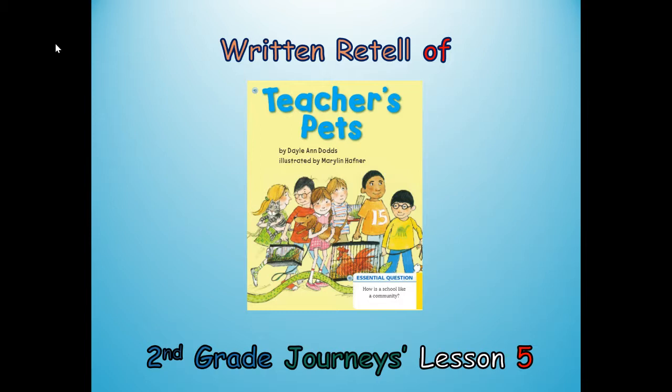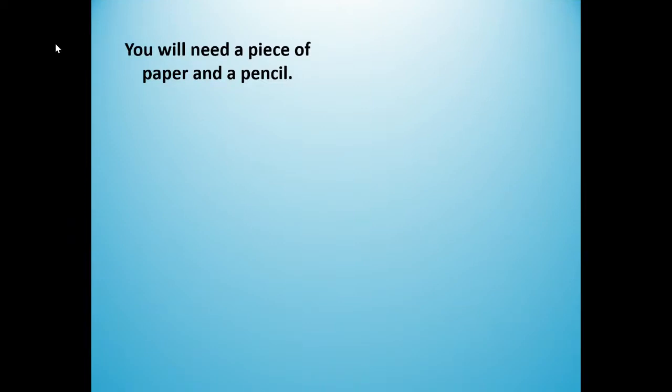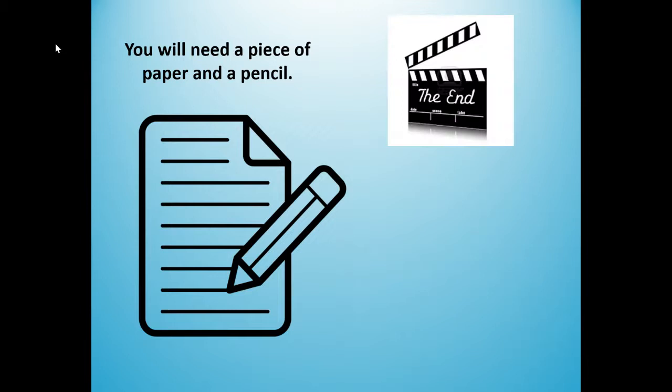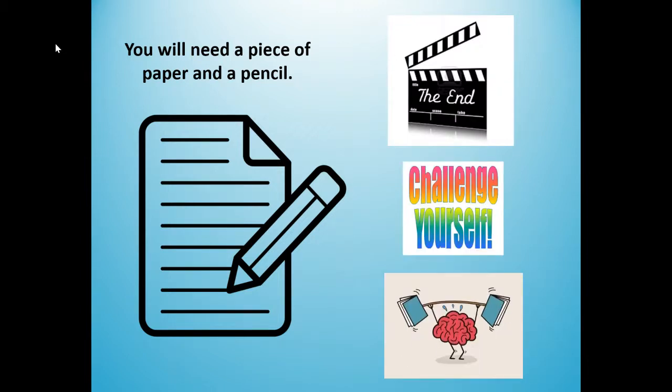Today we're going to do a written retell of the story Teacher's Pets from Second Grade Journeys Lesson 5. For this lesson, you will need a piece of paper and a pencil because at the end of the lesson, you're going to challenge yourself and work your brain. If you don't have a pencil and paper, push pause, get your materials, and then push play when you're ready to join me.